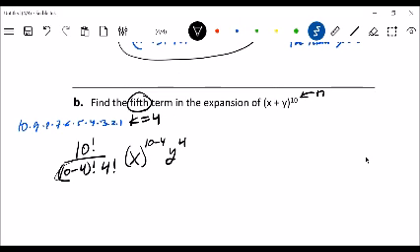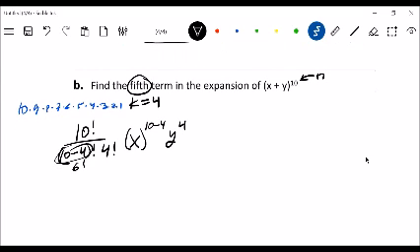This part, 10 minus 4 factorial, would be 6 factorial. So I'm going to take the 10 and do 10 times 9 times 8 times 7 times 6 factorial. And underneath it, I'll put 6 factorial. And then for the 4 factorial, I'll show all the numbers: 4 times 3 times 2. We don't really have to put 1.